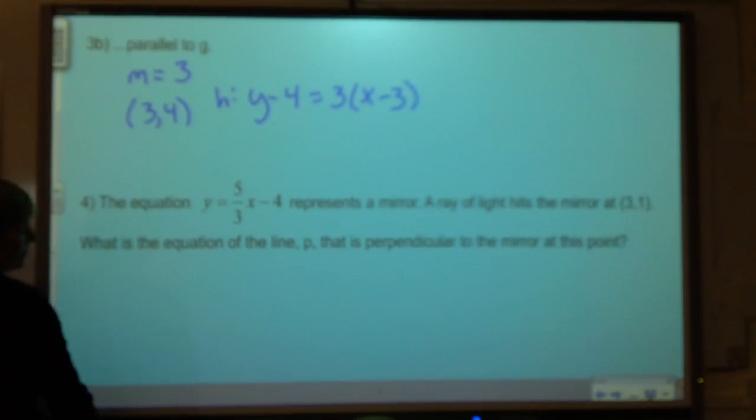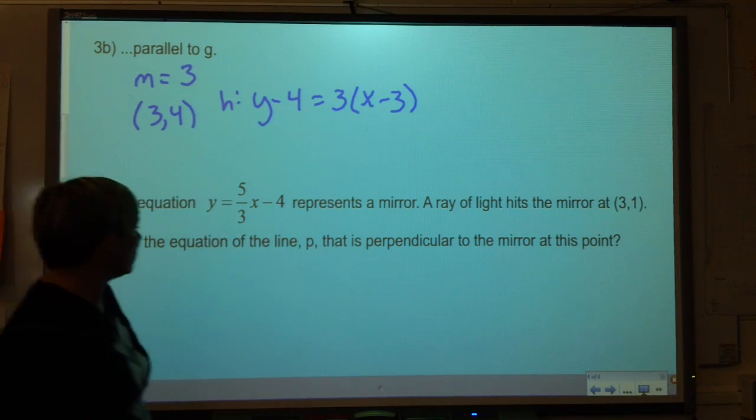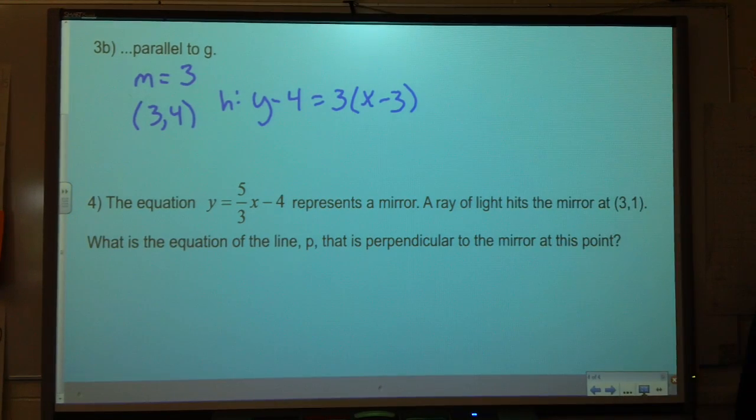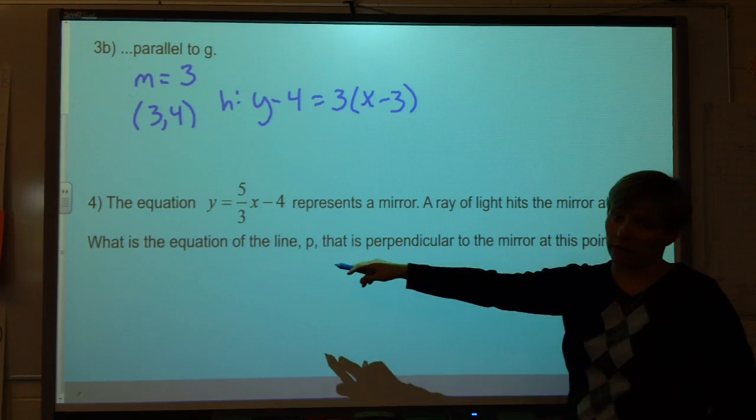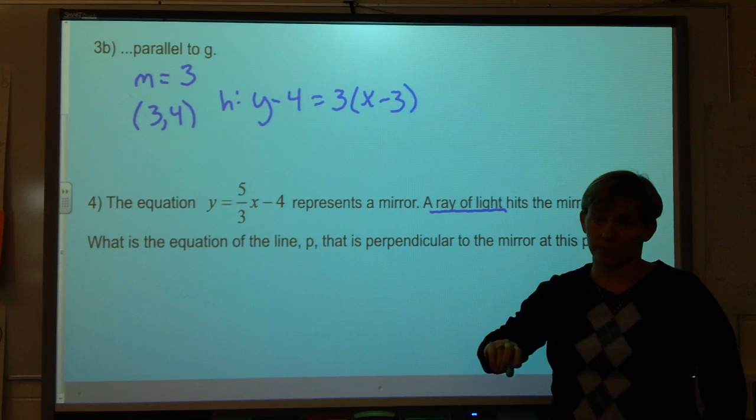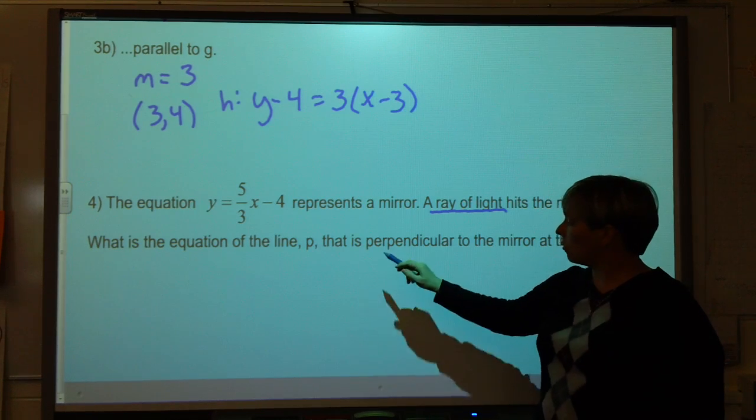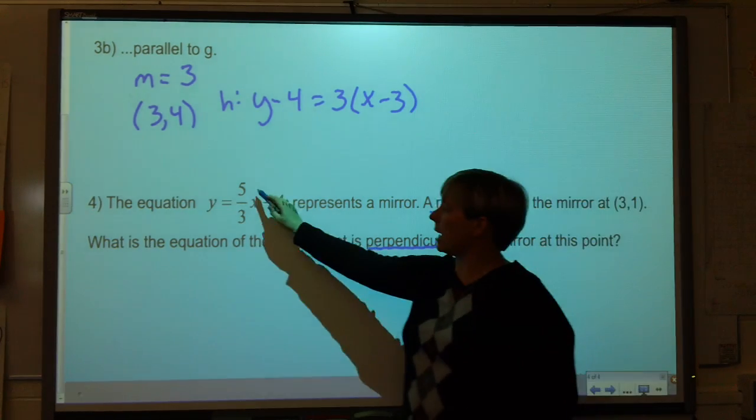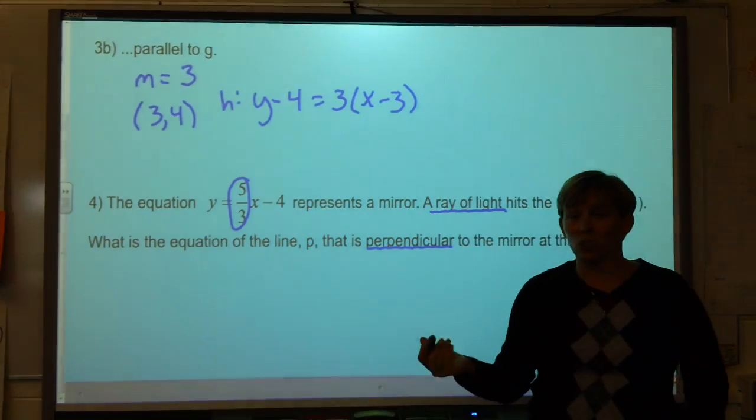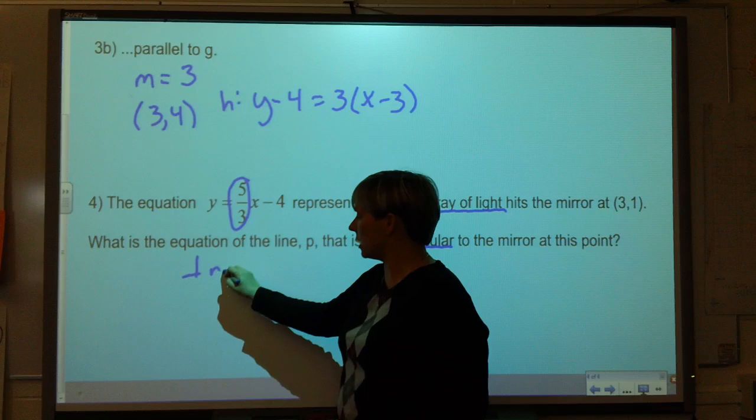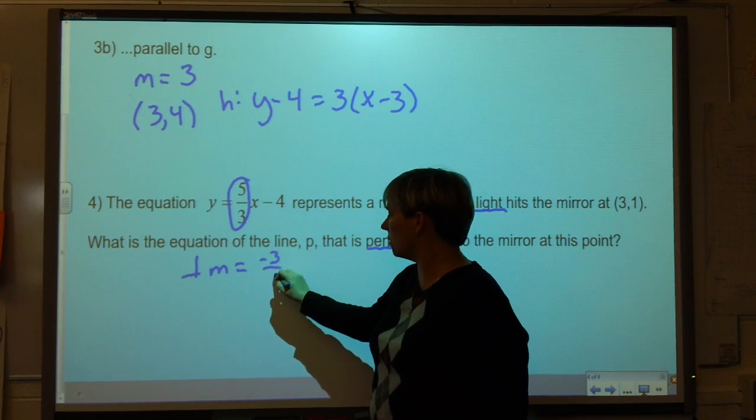Next problem says, the equation y equals 5/3 x minus 4 represents a mirror. A ray of light hits the mirror at 3, 1. What is the equation of the line P that is perpendicular to the mirror at this point? In other words, I'm finding the equation for the line for my ray of light, because my ray of light is hitting that mirror in a perpendicular angle. So remember, if I'm talking about perpendicular, I need to take my original slope and I need to do opposite inverse. So that means my perpendicular slope would be -3 over 5.